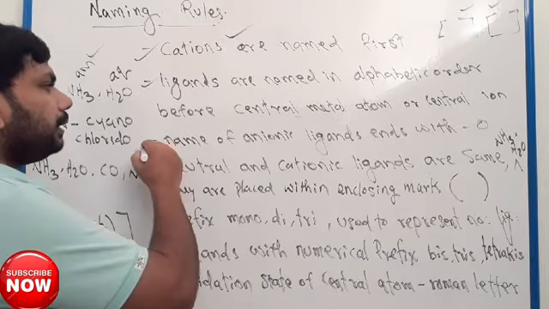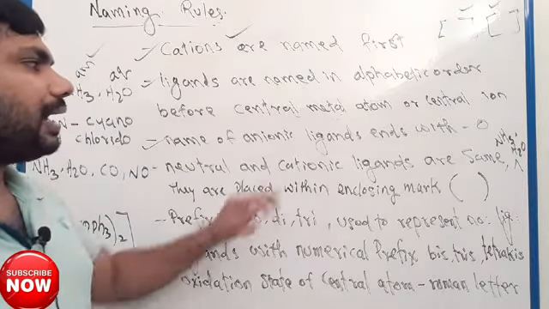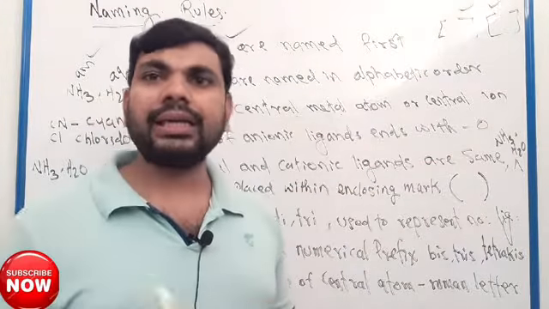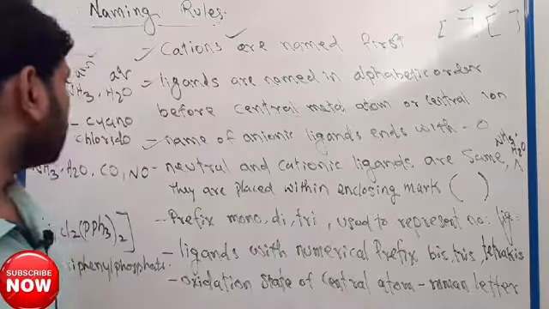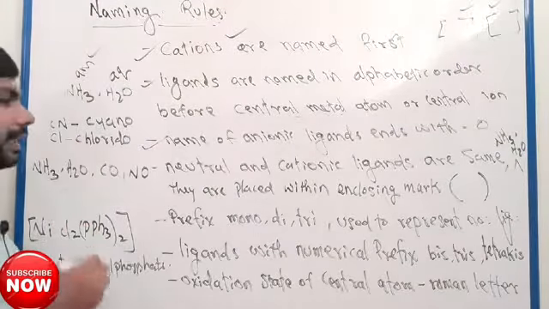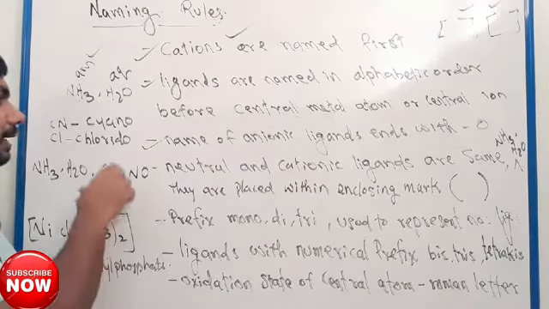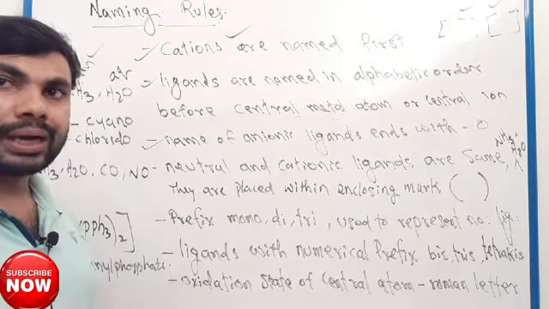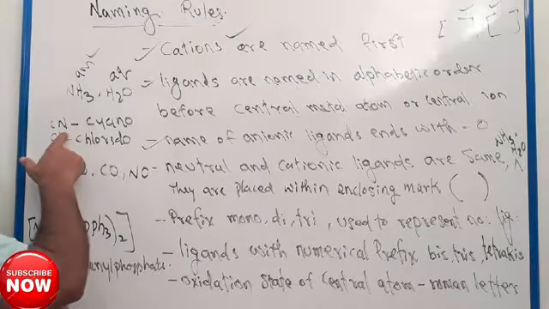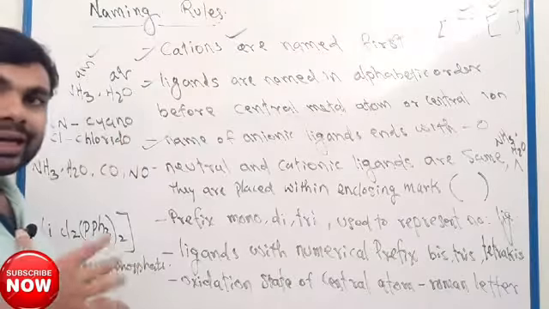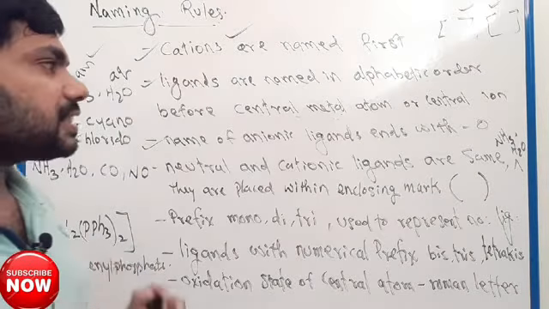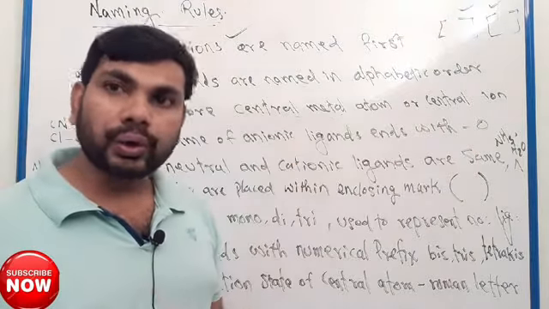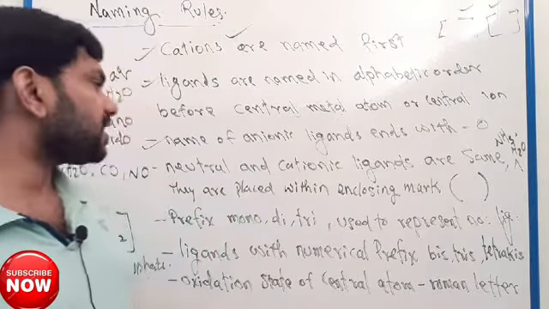Next one here, name of anionic ligands. Names of anionic ligands end with O. For example, see here, chlorine is an anionic ligand, and it is named chlorido. Chlorido. Bromine, bromido. Okay, iodo. And here CN, cyano. Okay, so anionic ligands, their names end with the letter O. Cyano, chlorido, bromido, etc.